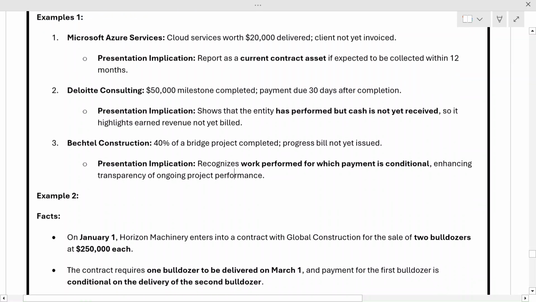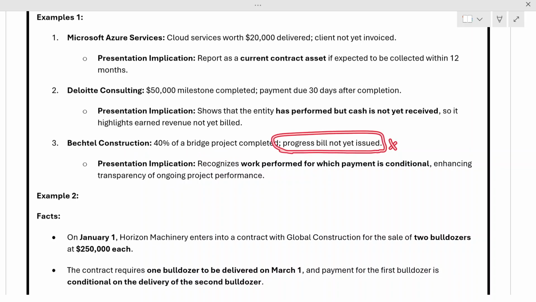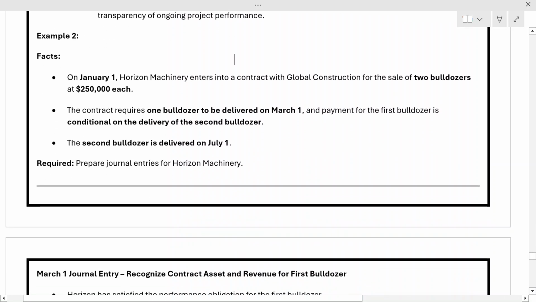Similarly, let's take another example where Bechtel Constructions has done 40% of the bridge completion and a progress invoice has not been raised yet. In this case as well, if the payment is expected to be received within 12 months, this 40% will be treated as current assets. Now let's see another example with the accounting entries as well.